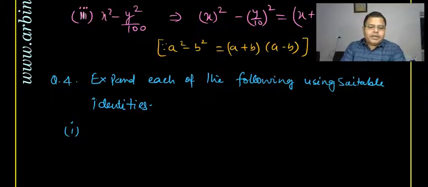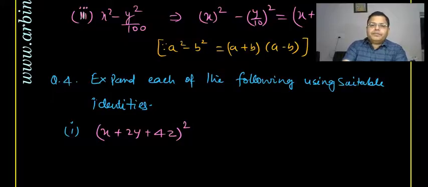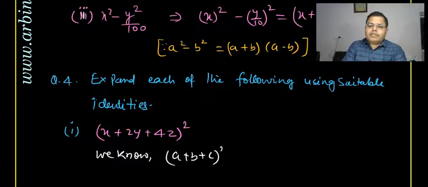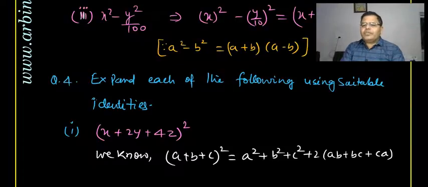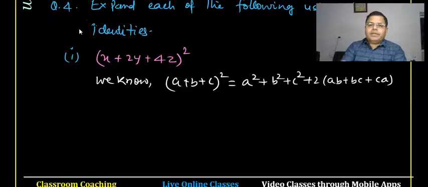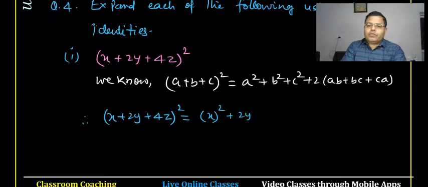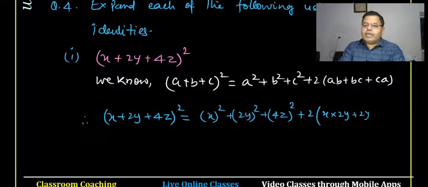So the first question was given here, (x plus 2y plus 4z) whole square. So we know (a plus b plus c) whole square is equal to a square plus b square plus c square plus 2 times (ab plus bc plus ca), isn't it? 2ab plus 2bc plus 2ca. So we can take 2 common. Using the same identity, here we can write (x plus 2y plus 4z) whole square is equal to x whole square plus (2y) whole square plus (4z) whole square, plus 2 into x into 2y plus 2y into 4z plus x into 4z.